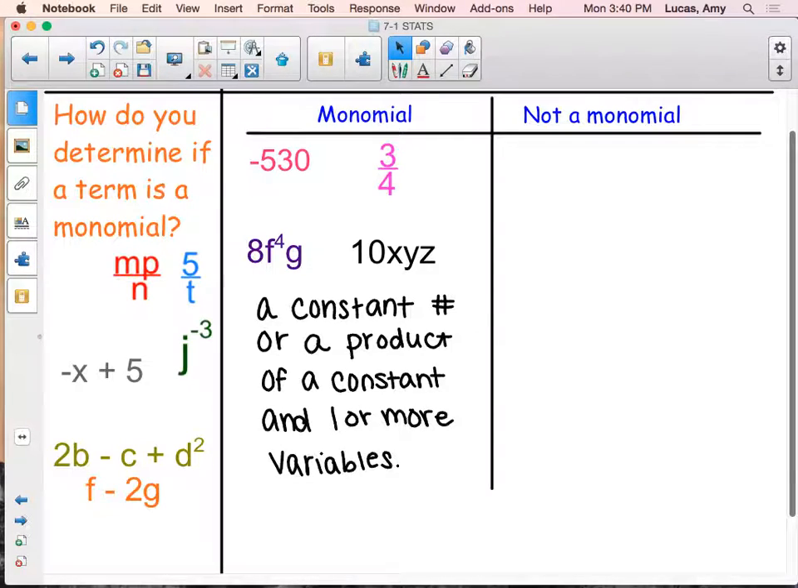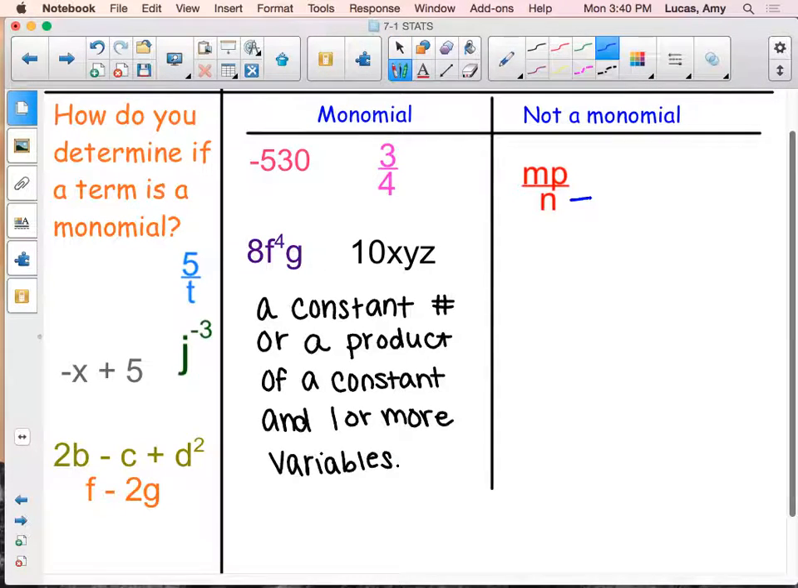So these other ones are not monomials. This is not a product of variables. This is being divided. So you can't have a variable on the bottom of your fraction. So you cannot divide by a variable in a monomial. Product means multiply.